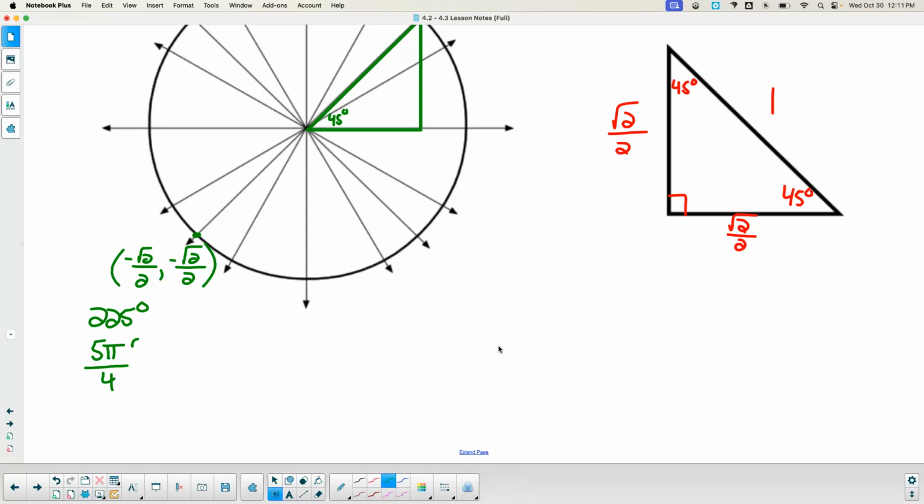Pi over 4 more gets me to 3 pi over 2, or 270 degrees. 45 more, or pi over 4 more, gets me to the positive-negative quadrant. What would the degree measure be there? 315. What would the radian measure be? 7 pi over 4.